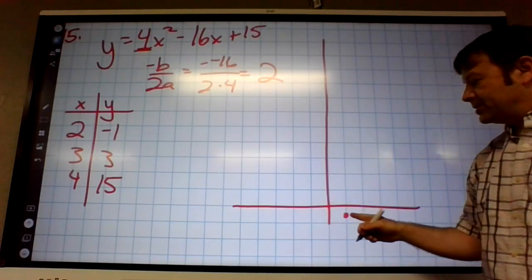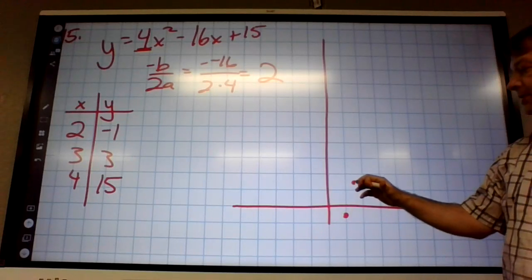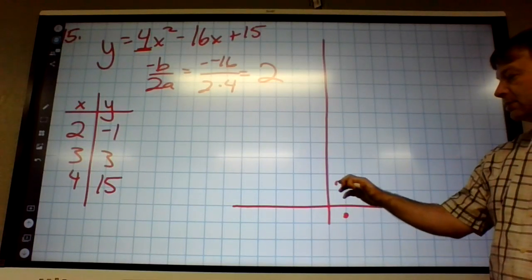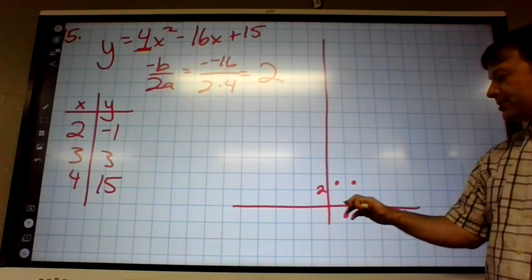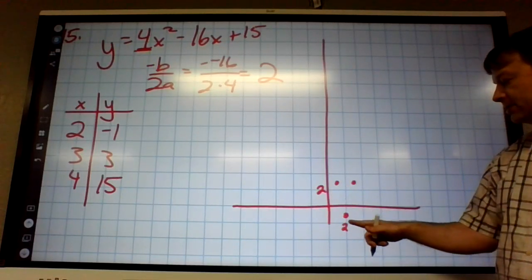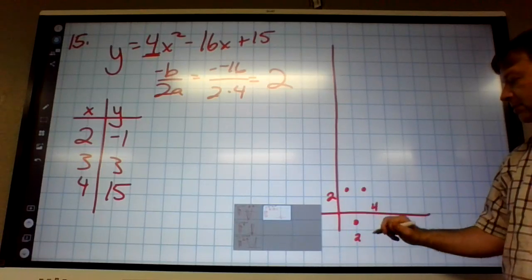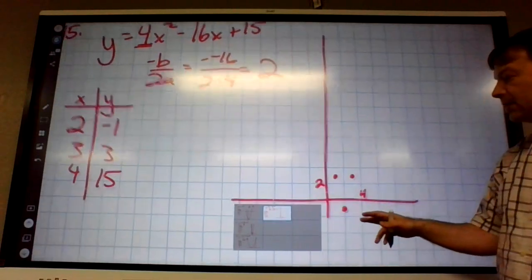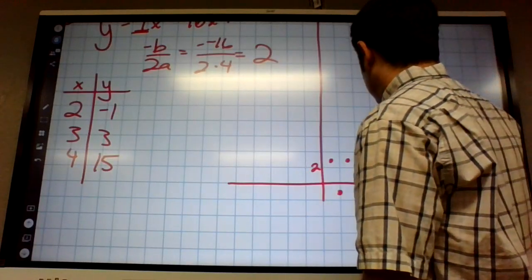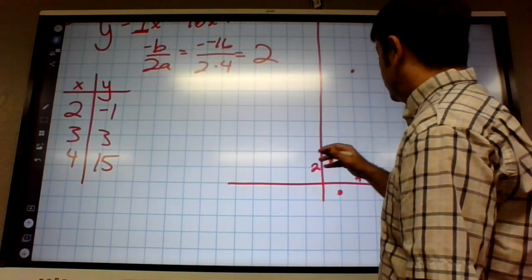Two, negative one, there's the vertex. Three is right there. I'm putting my twos to show counting by two. Four, six, eight, nine, 10. All right. Four, 15. Four, six, eight, 10, 12, 14, way up here.